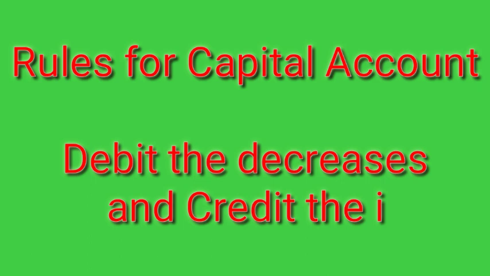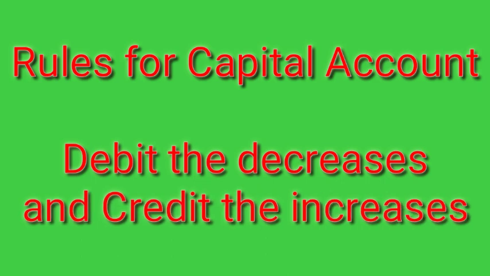The third one is capital account. These are the accounts of proprietors, owners who have invested an amount in the business, and it includes both capital and drawings account. So under this, capital and drawings both should be included. The rule you need to follow for capital account: debit the decreases and credit the increases.